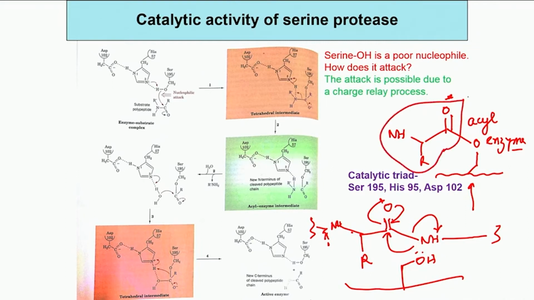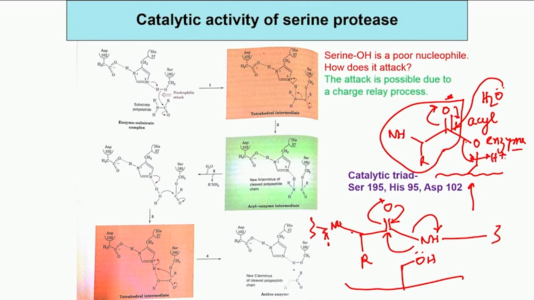Okay. Acyl enzyme complex. Now, the next step is that water should come, and again by the same type of mechanism the serine is released. The serine gets its proton back, what it had already donated earlier. So, that was the mechanism.